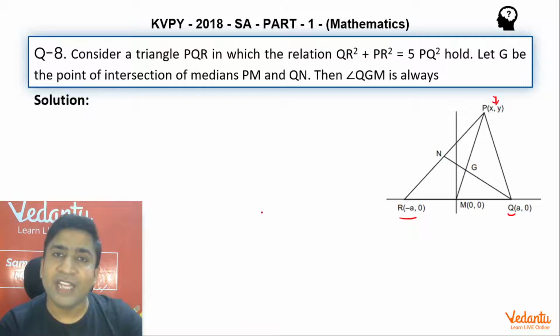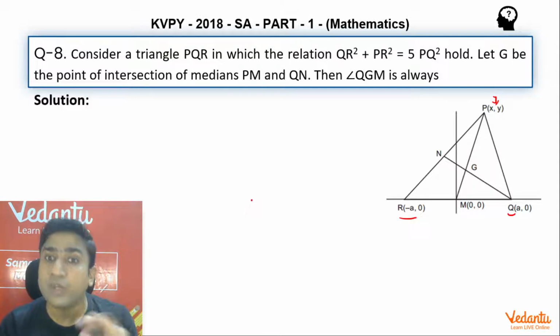I hope all of you will agree, the PM median is going to be a line which passes through the origin, and M is going to be the midpoint of the side QR. I hope all of you are perfectly fine with the geometry. First of all, you need to understand this point. I'm taking the help of coordinate geometry so as to deal with this question.